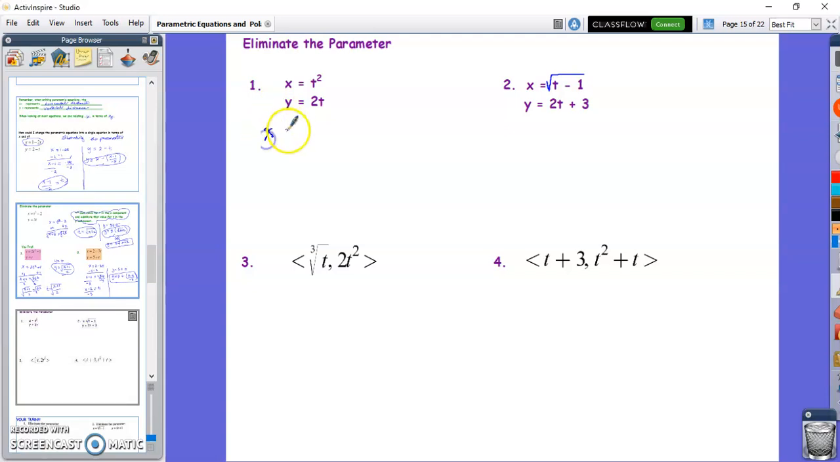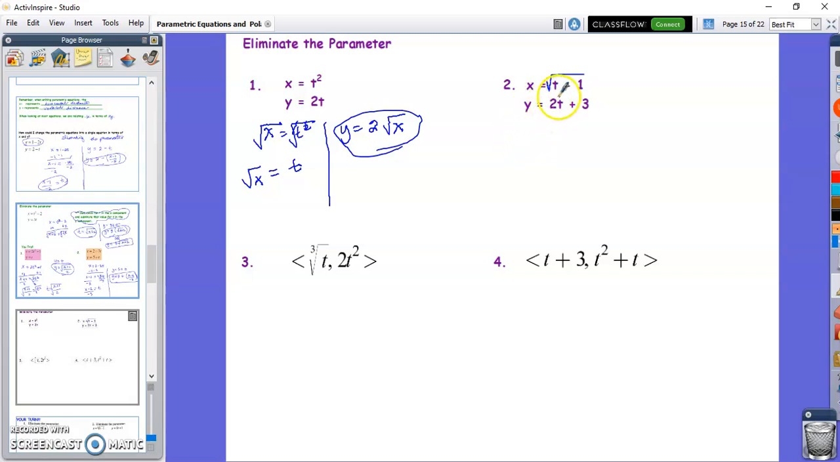So for the first one, x is equal to t squared. I'm solving for t, so I'm just going to take the square root of both sides, and it will give me t is equal to the square root of x. Since my t is equal to the square root of x, I'm going to plug that into my y component. So y is equal to 2 times the square root of x.